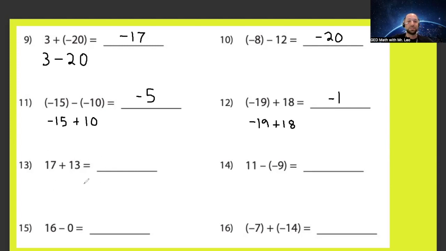Okay, how about this one? 17 plus 13. What do you think about that? They're both positive. That's regular math. We're going to add the numbers and keep the sign, which is positive. This is final answer, 30.